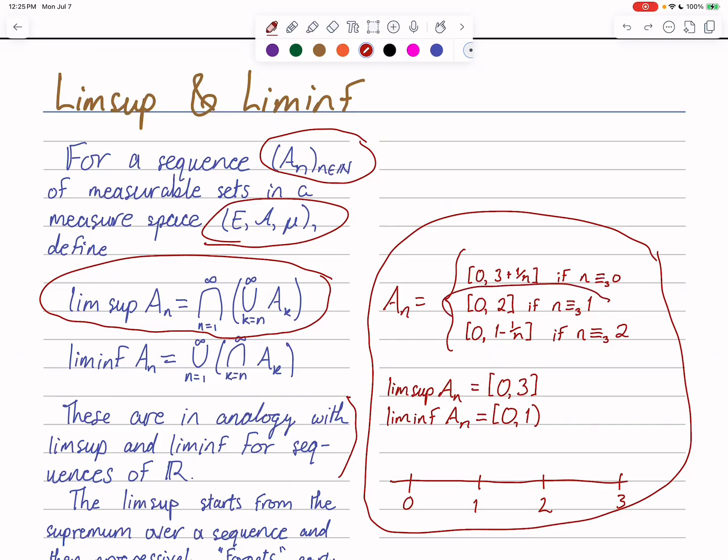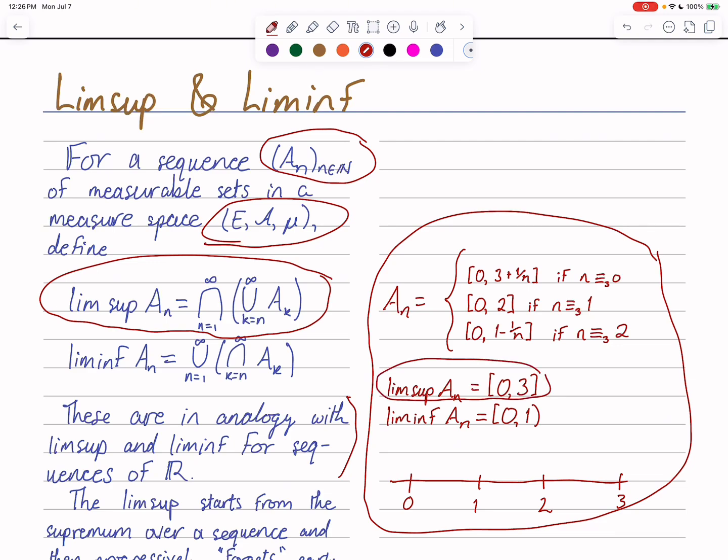When n is congruent to 1 mod 3, then we'll just have this constant, 0 to 2. And then I also wanted to have a portion of this thing that is growing. So here we've got 0 to 1 minus 1 over n. So as n gets bigger and bigger, this will tend closer and closer to 1 from the left. And that happens when n is congruent to 2 mod 3. So we've got a portion that's shrinking, a portion that's growing, a portion that's completely stationary. And let's see what happens when we take the limsup of it.